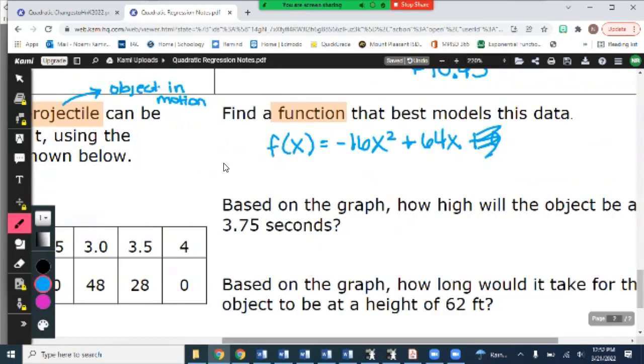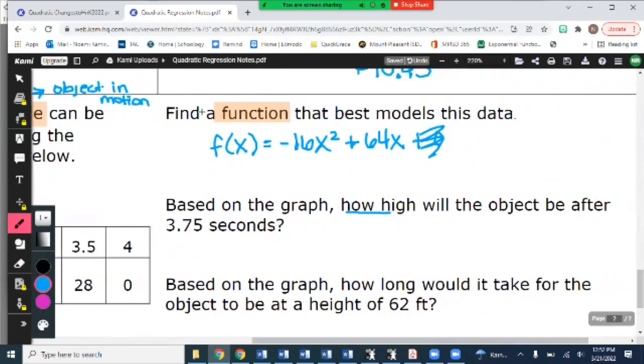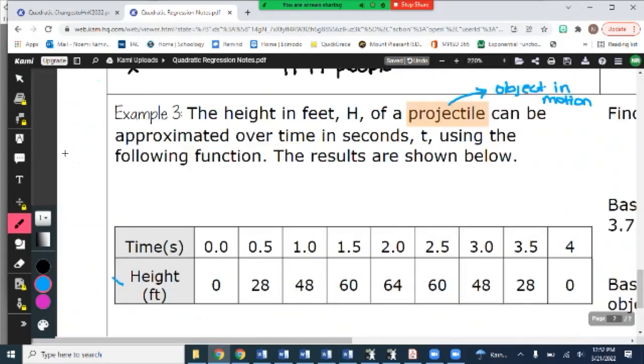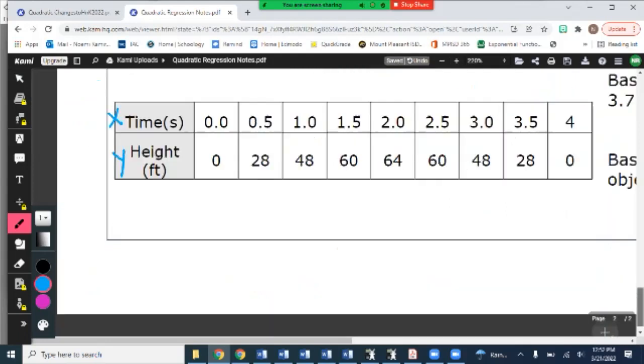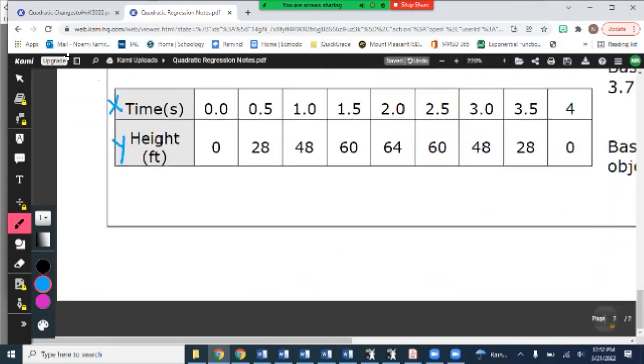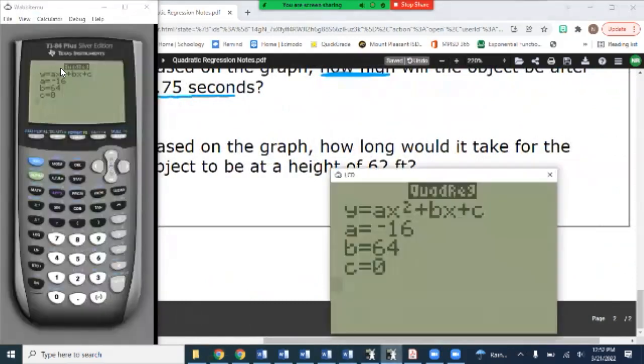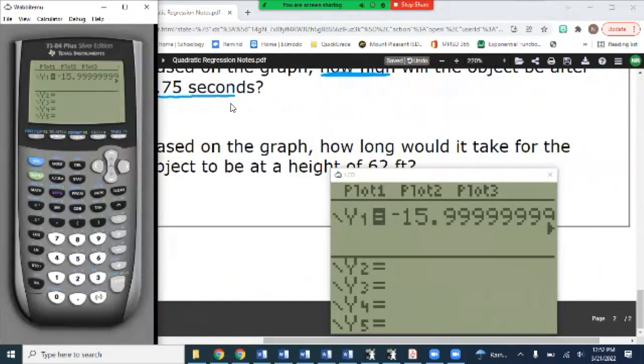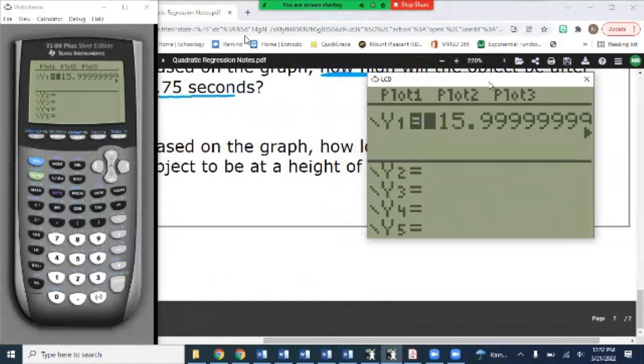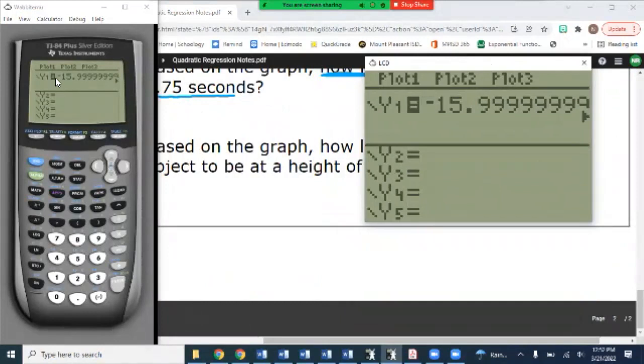All right, now it says based on the graph, how high? What value represents height, x or y? Height is a y value, so they're asking us for the y value in feet. What is the height if they give us how many seconds? 3.75. We're given the x value. What is the y? Let's go to y equals, double check, make sure we have an equation there, and I do. So how do I go straight to the 3.75?